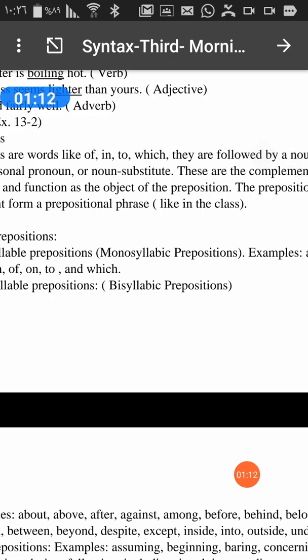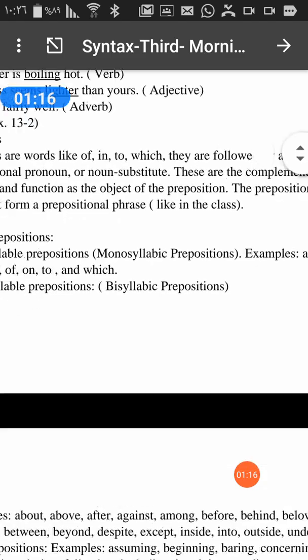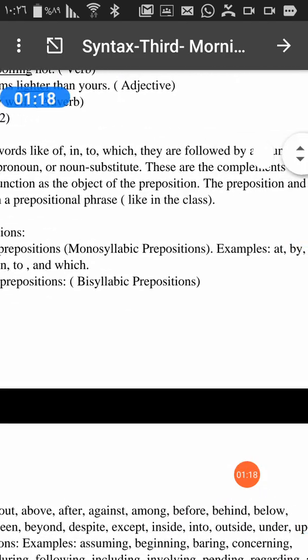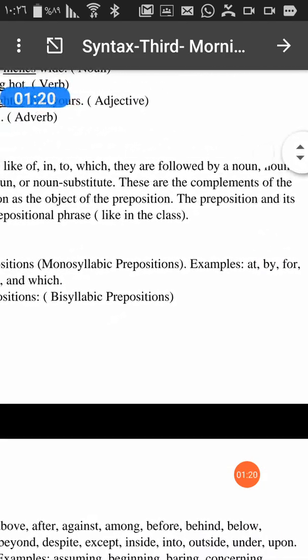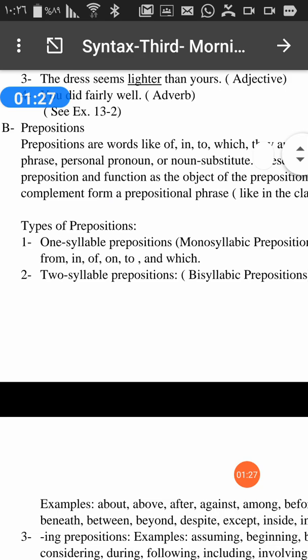All these types function as the complements of the prepositions. It means that a preposition could be followed by one of these four options. It could be followed by a noun, could be followed by a noun phrase, العبارة الاسمية, could be followed by a personal pronoun, ضمير شخصي, I, he, she, etc. and noun substitute or ضمير الاستبدالي.